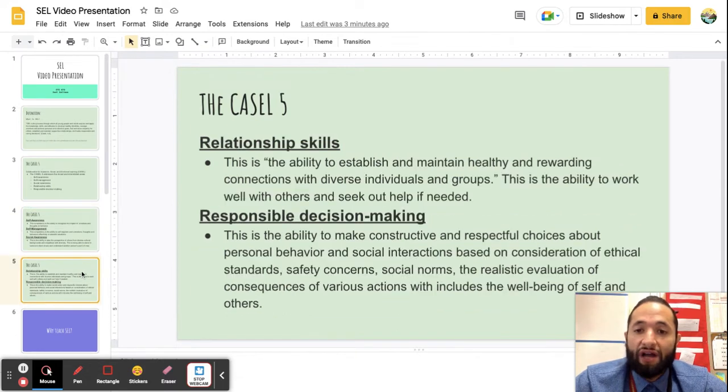And finally, the last 2 competencies. Relationship skills is the ability to maintain healthy and rewarding connections with diverse individuals and groups. And the last one is responsible decision making. Almost self-explanatory, but the student or the person is able to make respectful choices about their personal behavior and social interactions based on the consideration of ethical standards and social norms, and realistic evaluations of the consequences of various actions, which includes the well-being of self and others.